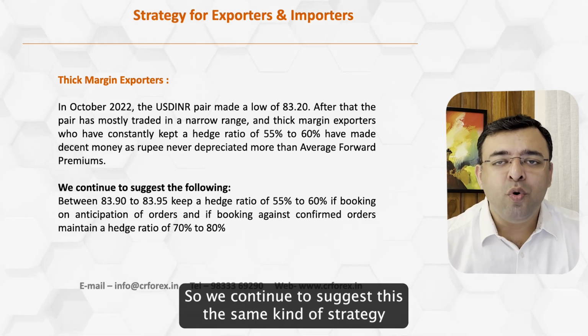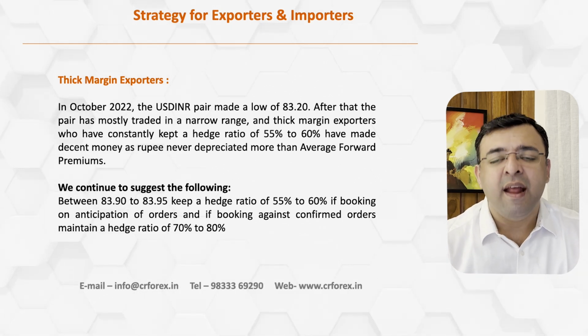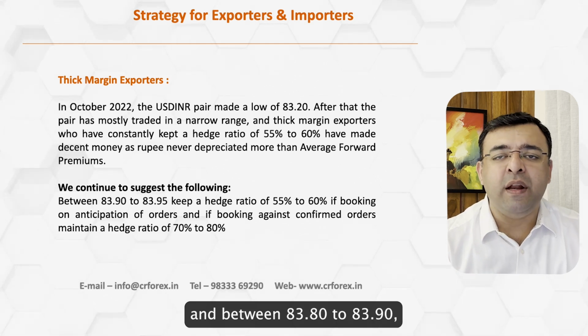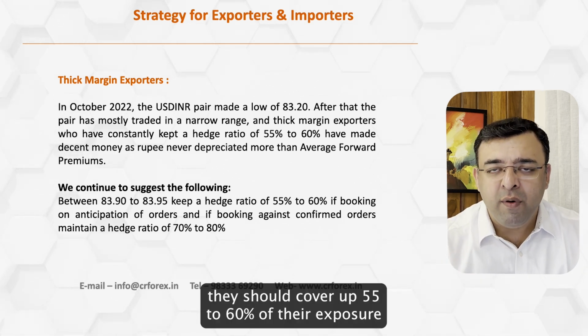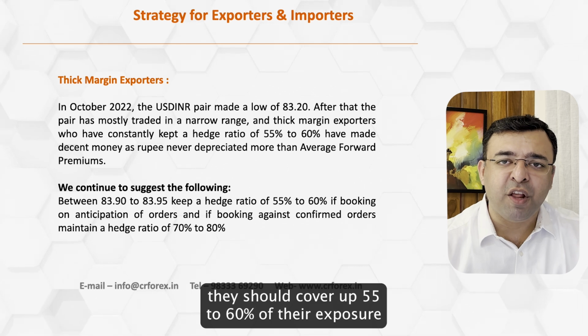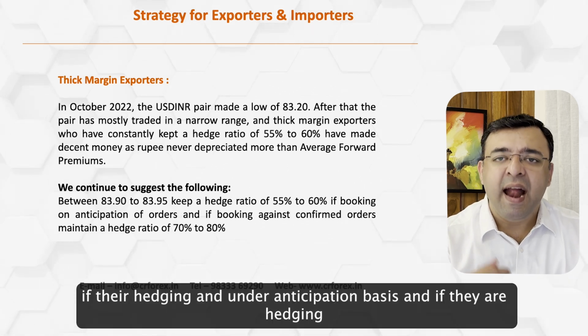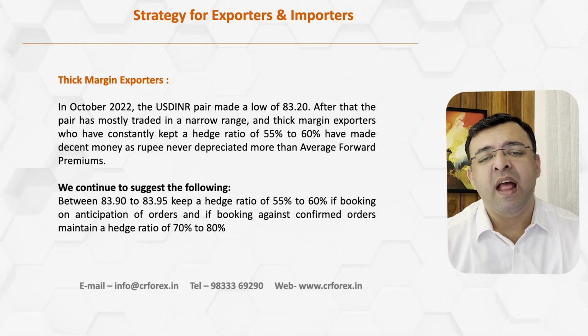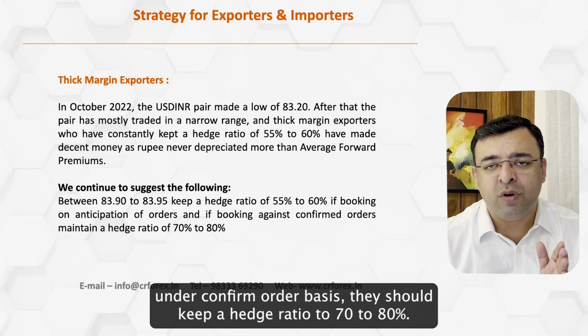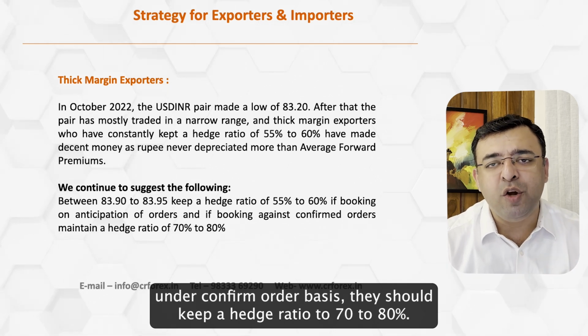So we continue to suggest the same kind of strategy that between 83.80 to 83.90 they should cover 55 to 60% of their exposure if they are hedging under anticipation basis, and if they are hedging under confirmed order basis they should keep a hedge ratio close to 70 to 80%.